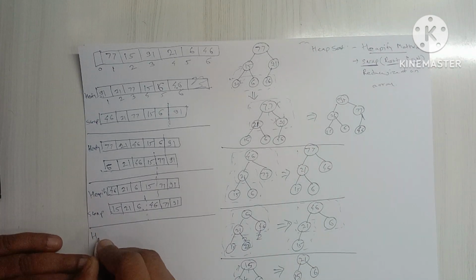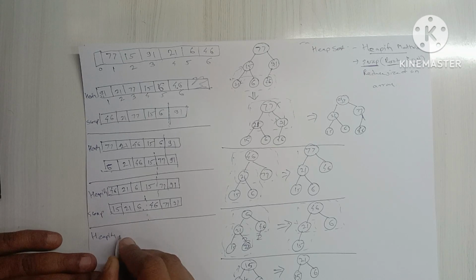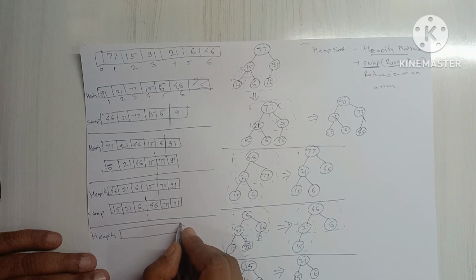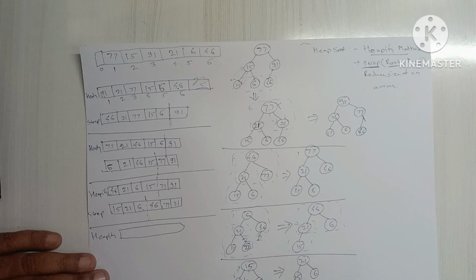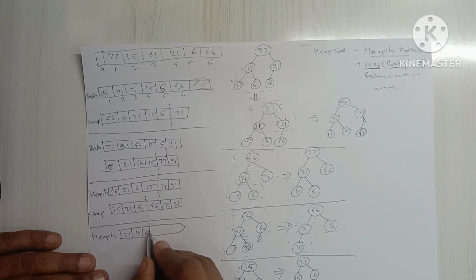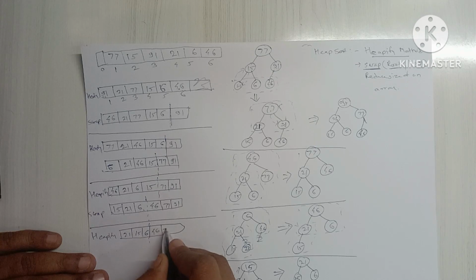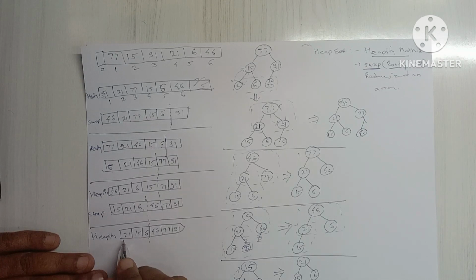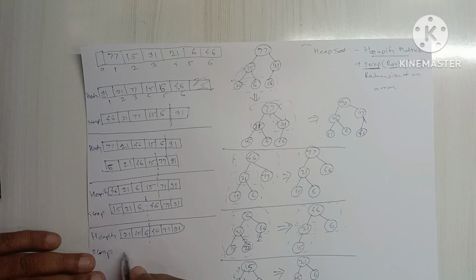So after applying the Heapify method, your array will be like this. How many elements? 3, 21, 15 and 6. And here is another array, 46, 77, 91. Okay, so which element do we need to swap? We need to swap the first with the last one. That is the next step.